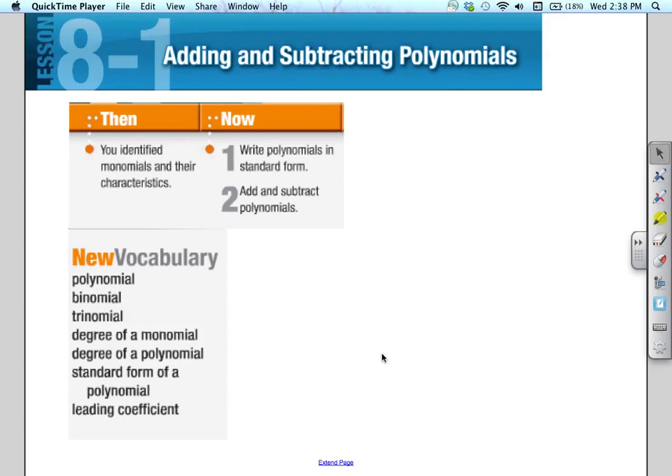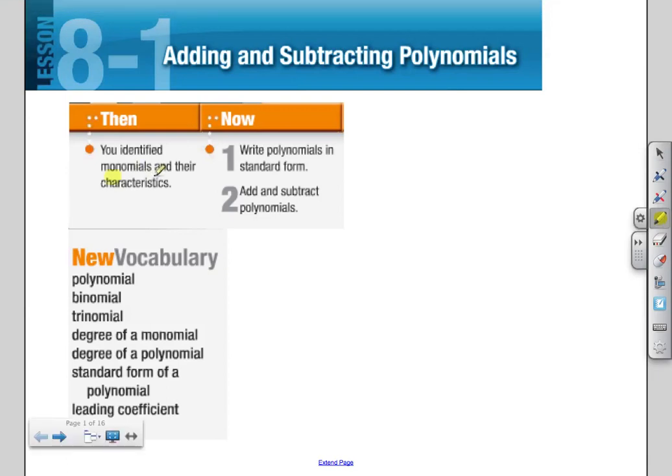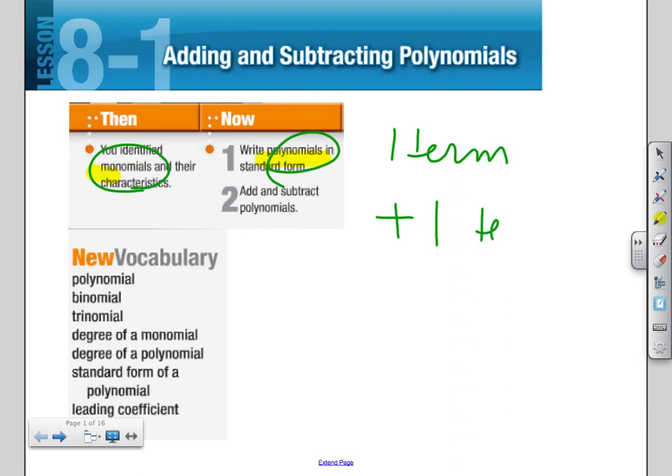All right. So, guys, we've been working with monomials, right? And their characteristics. Now we're going to switch to polynomials. So can you imagine what a polynomial is? A monomial had one term, right? So a polynomial is going to have more than one term.